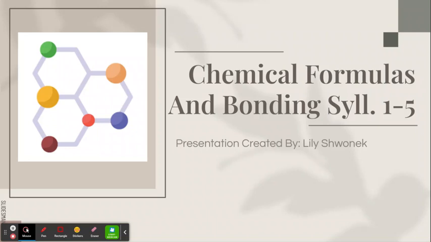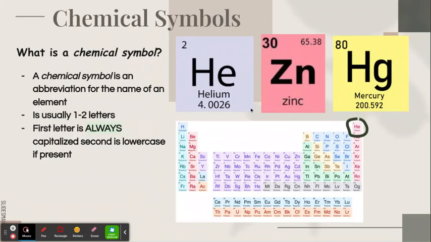Okay. Chemical formulas and bonding syllabus 1 through 5. Chemical symbols. What is a chemical symbol? A chemical symbol is an abbreviation for the name of an element.